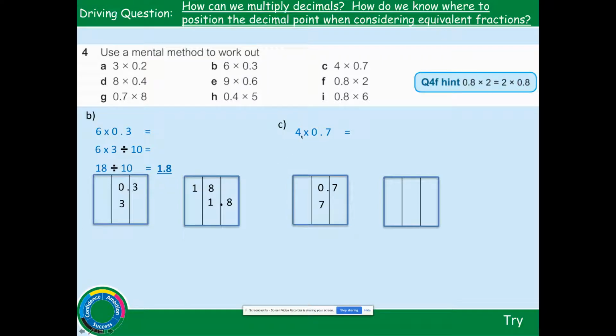So C, 4 times 0.7. I'm going to multiply by 10, and then I'm going to divide by 10. So 4 times 7, divide by 10. 4 times 7 is 28. Divide by 10. Again, we're dividing, so we're making it smaller. By 10 is just one place over. So my answer is 2.8.